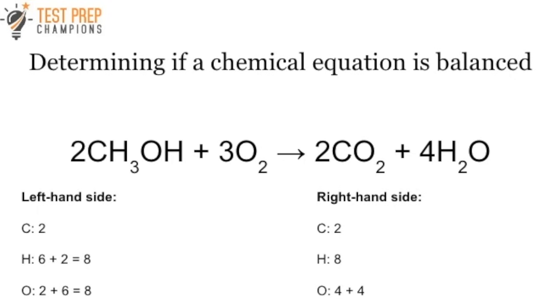So we put this all together, and I've totaled everything up here. We see we've got 2 carbons on the left, 2 on the right. We've got 8 hydrogens on the left, 8 hydrogens on the right. And we've got 8 O's on the left, 8 O's on the right. So this is balanced.